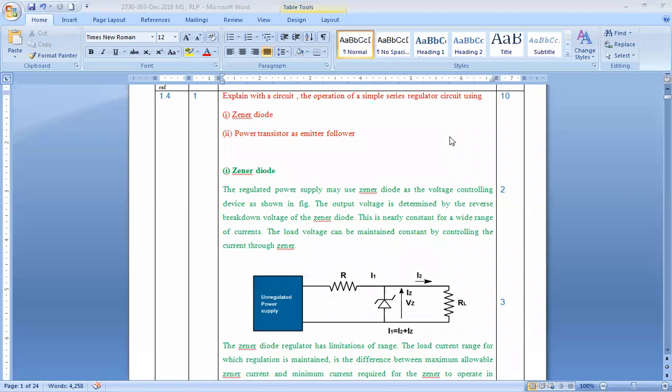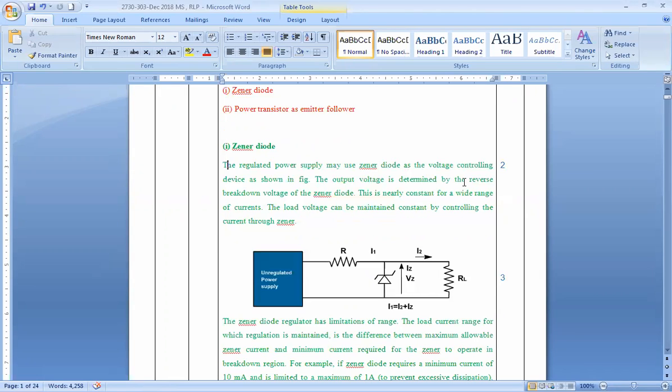Yes, right? Okay. So this is used basically in the reverse conduction, right? We'll just go through it. The regulated power supply may use a Zener diode as a voltage controlling device. The output voltage is determined by the reverse breakdown. So this is important here: the reverse breakdown voltage of the Zener diode. Now this is the property in which we are exploring the Zener diode. So we are taking something called the breakdown of the voltage, but in reverse direction.